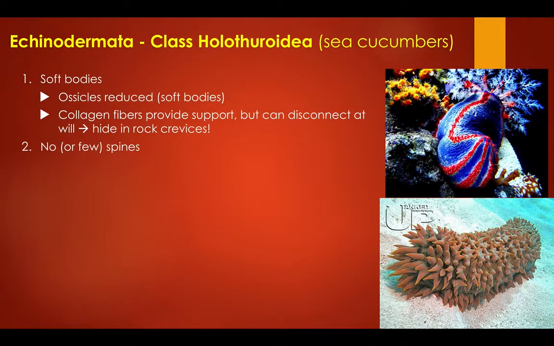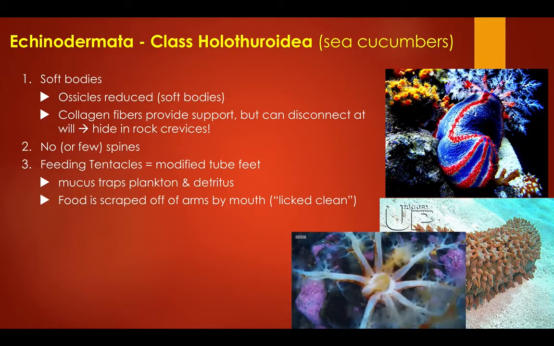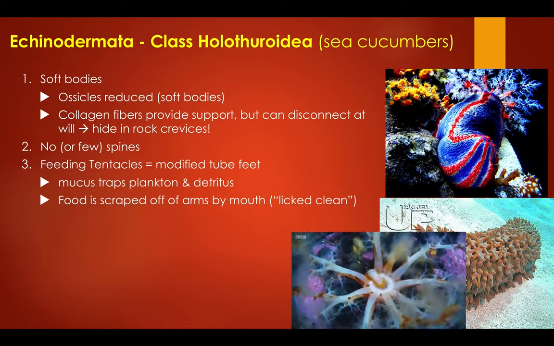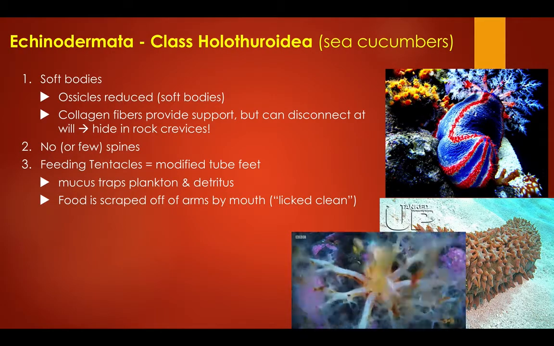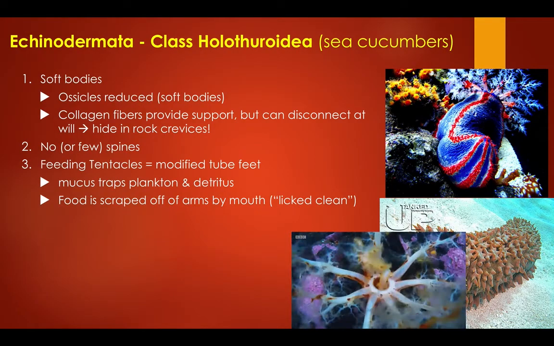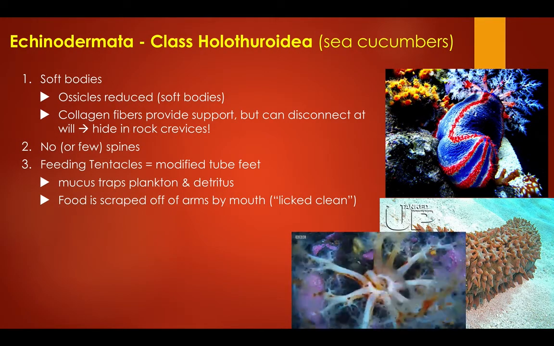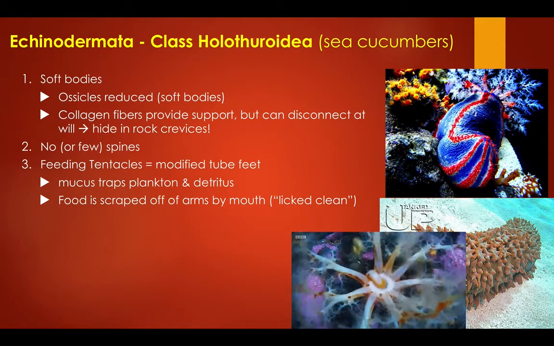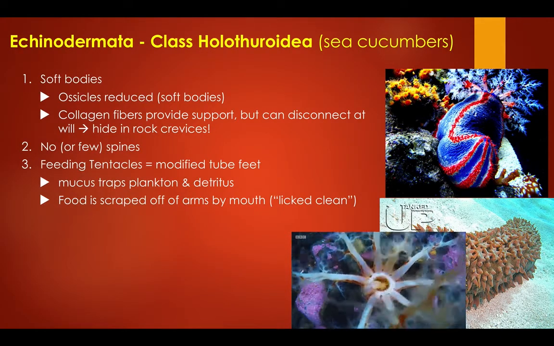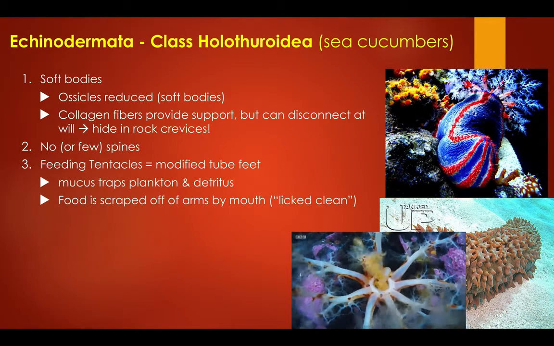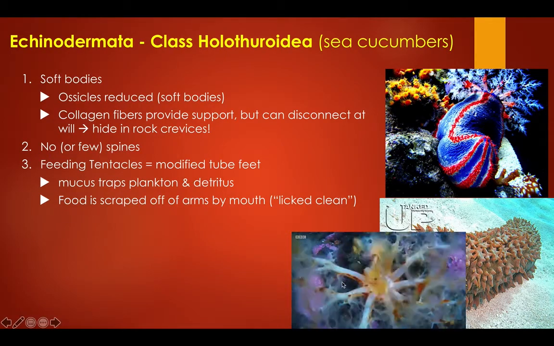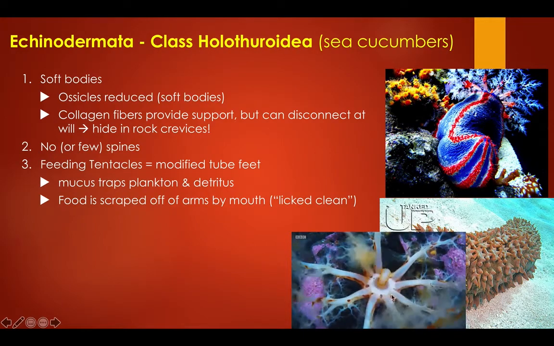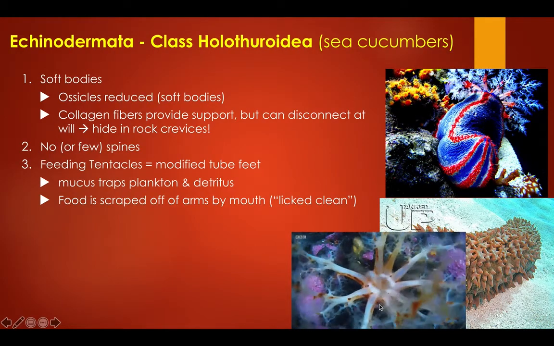They have either no or very few spines. For feeding, they have specialized tube feet. They're modified tube feet, and they are filter feeding. So they have a mucus-like substance on those tube feet that traps small food particles like plankton and detritus, and the food is scraped off the tube feet by the mouth. So here's a really good GIF example of a filter feeding sea cucumber.